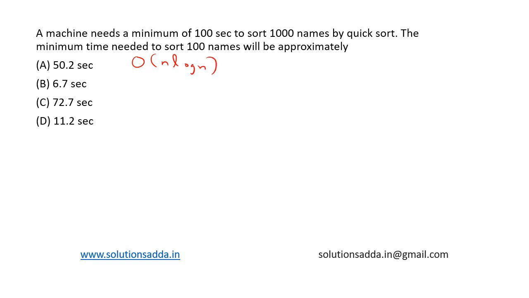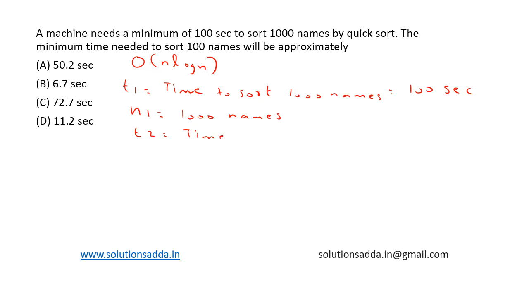Now based on this, let's try to calculate what will be the time required. Let T1 be the time to sort 1000 names. This is equal to 100 seconds. Let's denote N1 as 1000 names. Similarly, T2 will be the time to sort 100 names and N2 be 100 names.